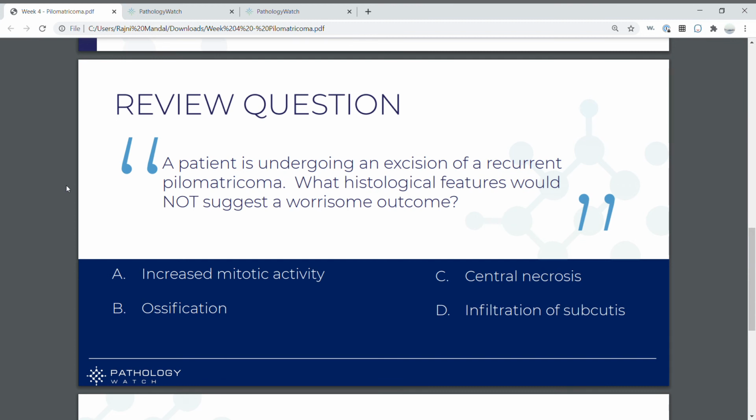Ossification, which can happen in benign, long-standing pilomatricomas. The other findings are seen in pilomatrical carcinoma.